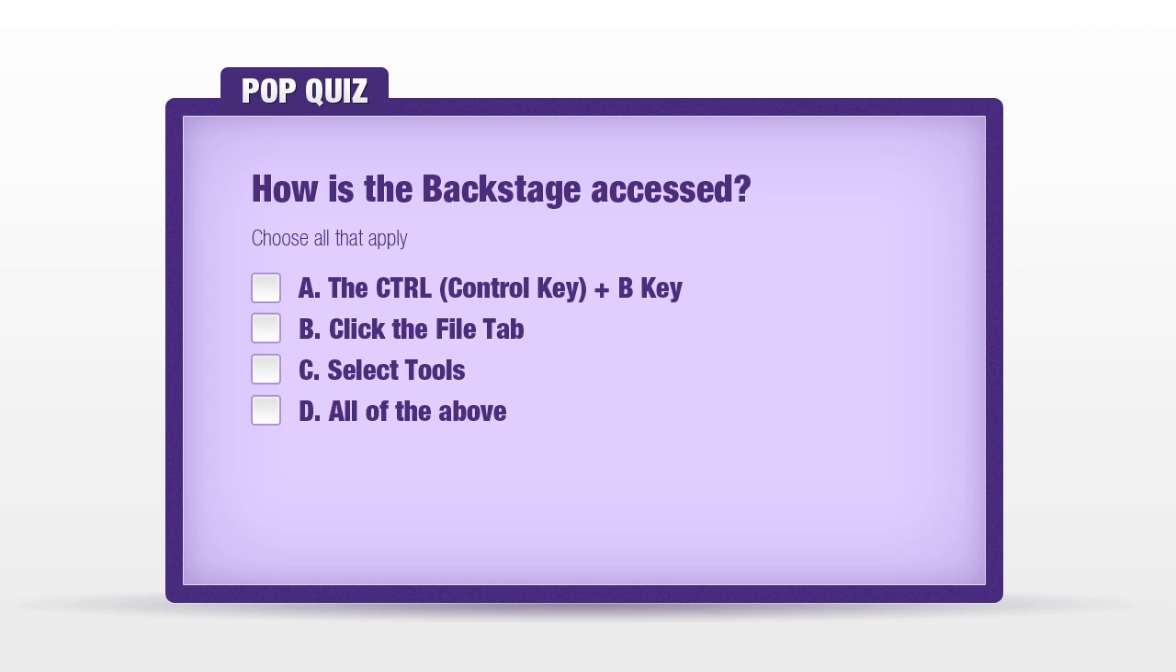It's time for a pop quiz question. How is the Backstage accessed? A, the Control and the B key. B, click the File tab. C, select Tools. D, all of the above.